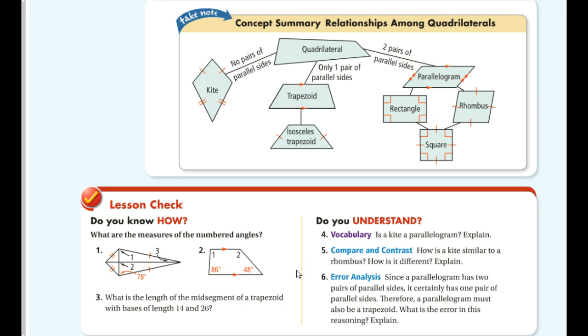And what we have here is just a summary of the relationships among quadrilaterals. We start off with a quadrilateral, which could be any figure with 4 sides. If it has 2 pairs of parallel sides, then we call it a parallelogram. Then out of the parallelograms we have rectangles and rhombuses, and if it's a rectangle and a rhombus, then we call it a square, and some of the various other relationships. So study this, make sure you kind of understand it, and you should do well.